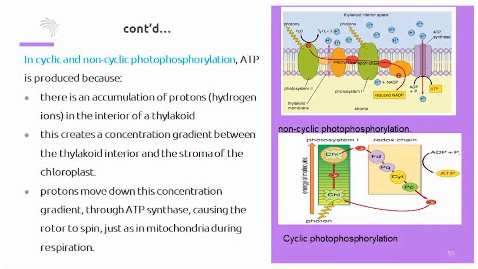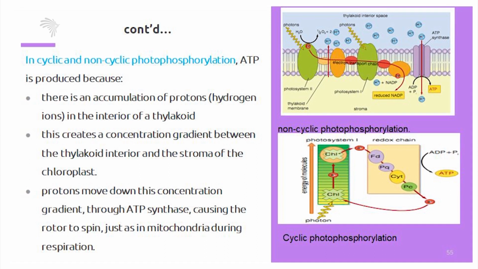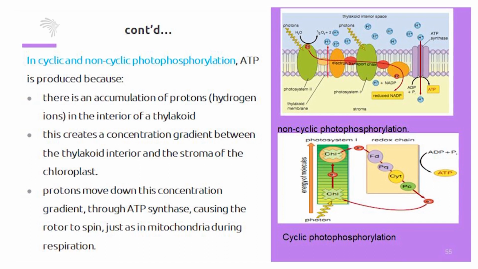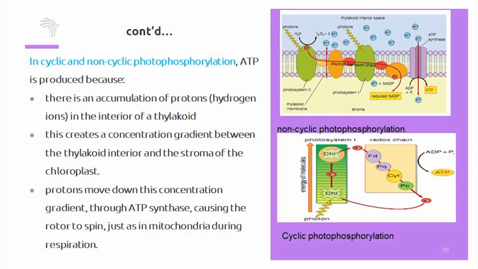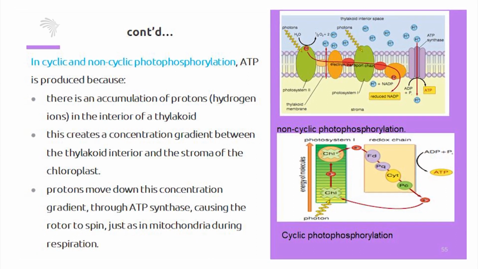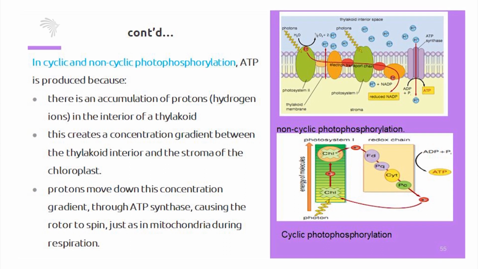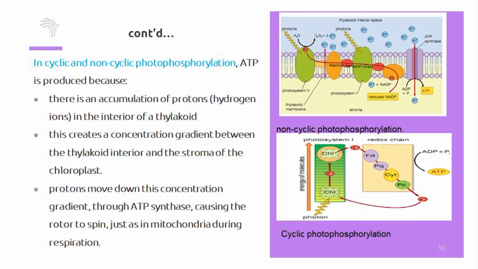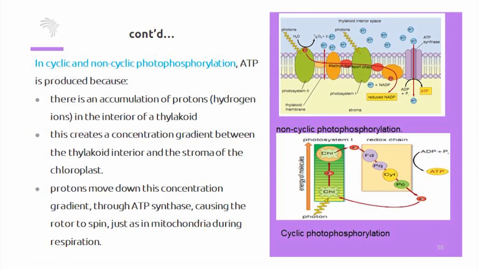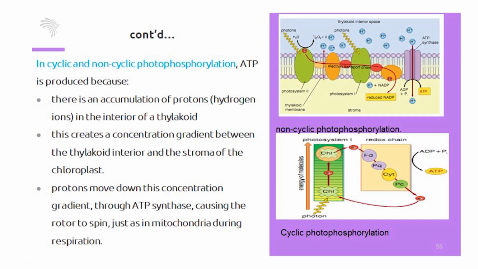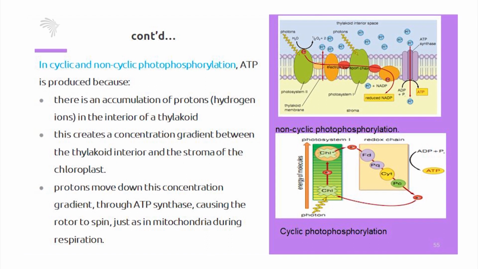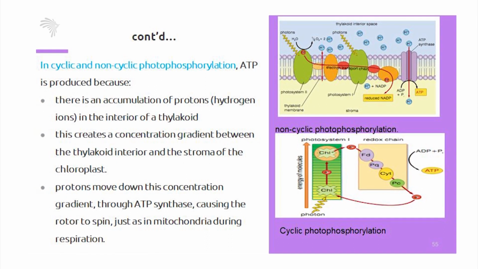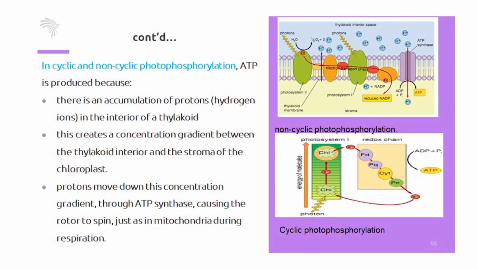In cyclic and non-cyclic photophosphorylation, ATP is produced because there is an accumulation of protons, hydrogen ions, in the interior of a thylakoid. This creates a concentration gradient between the thylakoid interior and the stroma of the chloroplast. Protons move down this concentration gradient through ATP synthase, causing the rotor to spin, just as in mitochondria during respiration.